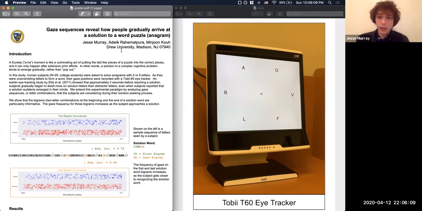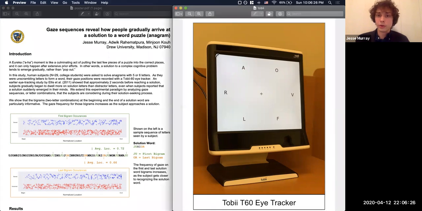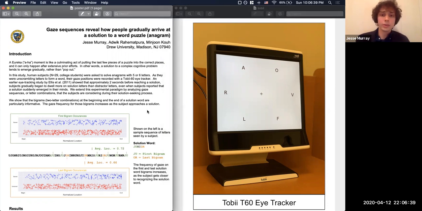And on the right, you can see a word puzzle displayed on the screen. It's called an anagram. Basically, it's the letters of a word, but they're shuffled randomly, and you try to figure out what word it is. So for this, the word here is a flavor. And as you're solving it, looking from letter to letter, we track which letter you're looking at with the eye tracker.